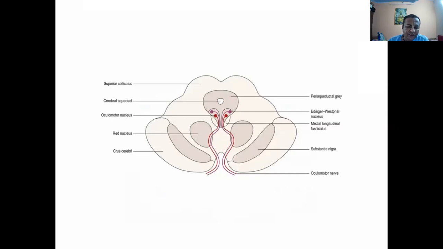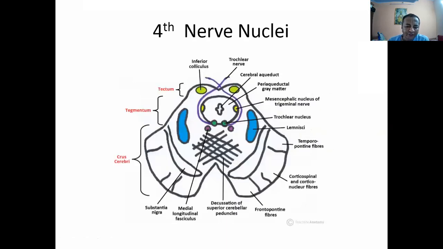And it has one more nucleus. It has two nuclei. One is the oculomotor nucleus and another is the Edinger-Westphal nucleus. Edinger-Westphal nucleus is for the muscles of the iris and ciliary body. The fourth nerve, it is at the level of the lower part of midbrain, that is at the level of inferior colliculus.